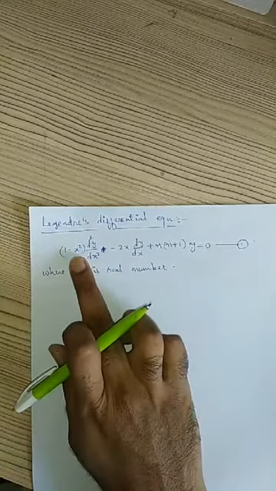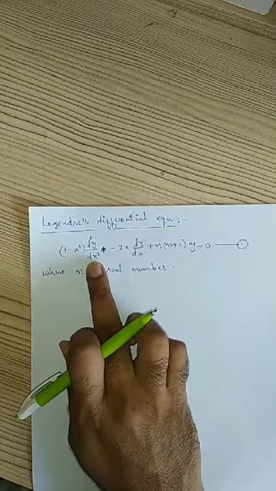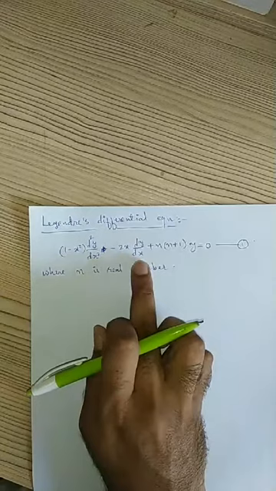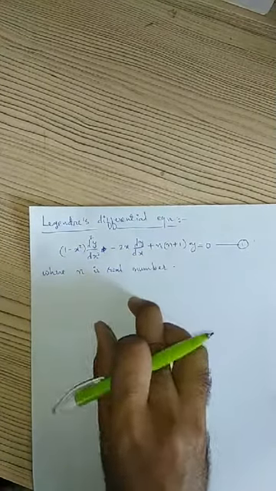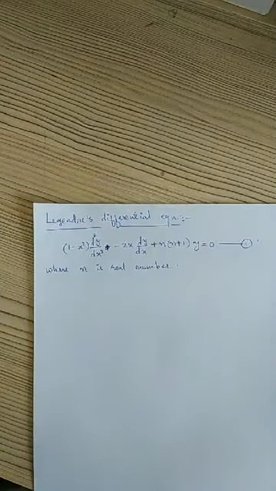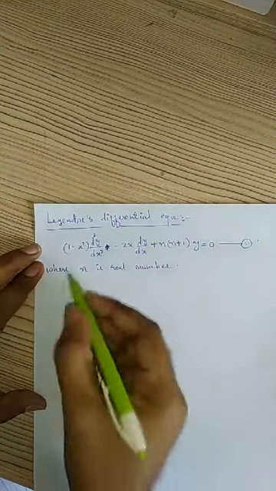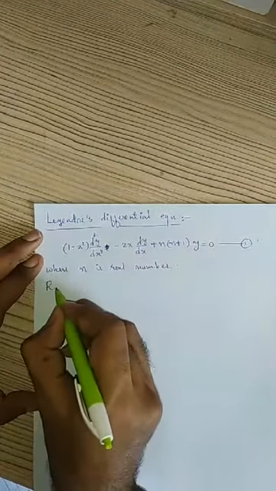What is the form? 1 minus x square d square y by dx square minus 2x into dy by dx plus n into n plus 1 into y equals to 0, where n is a real number. Just remember this definition, that is enough for us. Now I am going to the next topic, Rodrigues formula.